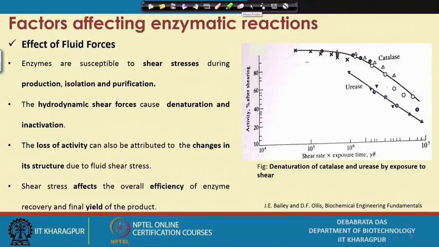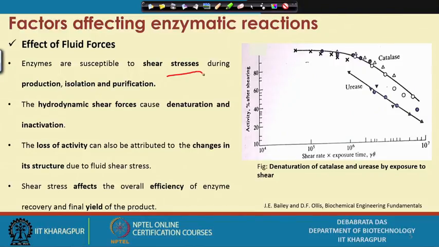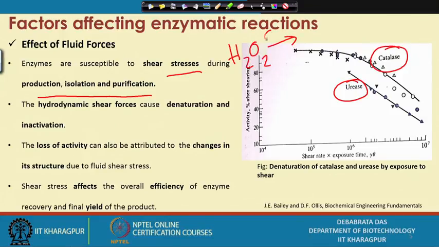Here you see the enzymes are susceptible to shear stresses during production, isolation, and purification. Here I have taken the example of catalase and urease enzyme. What is the role of catalase? We know that H2O2 in the presence of catalase produces H2O plus oxygen. Am I right? Mostly this catalase enzyme is present in aerobic organisms, and obligatory anaerobic organisms don't have the catalase enzyme. That is why oxygen is detrimental for their growth.